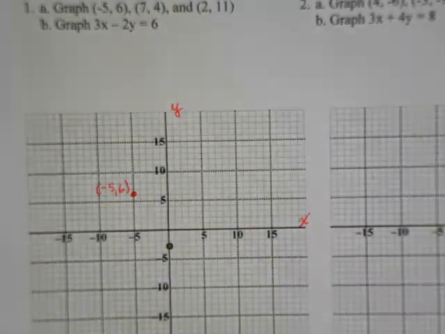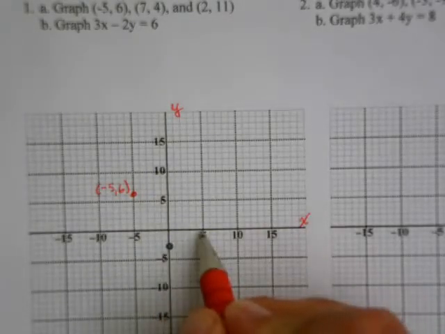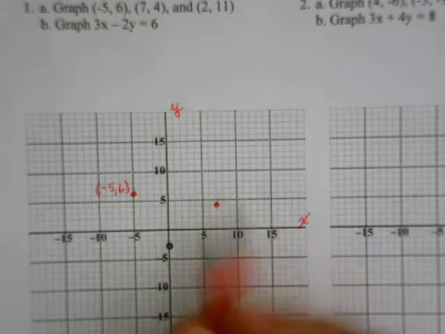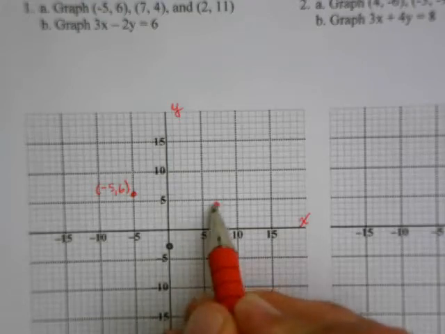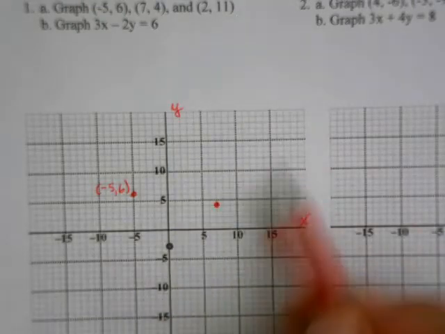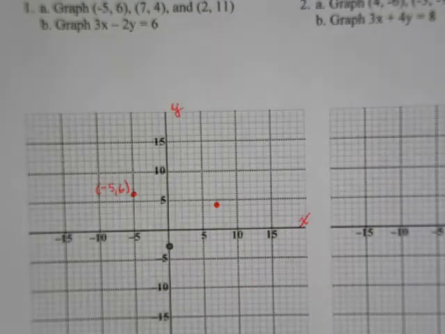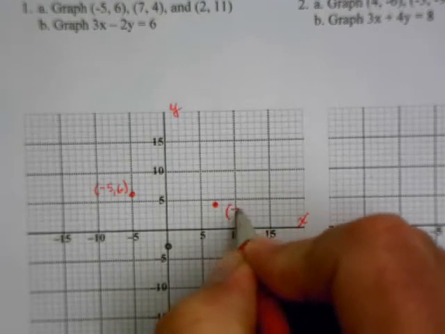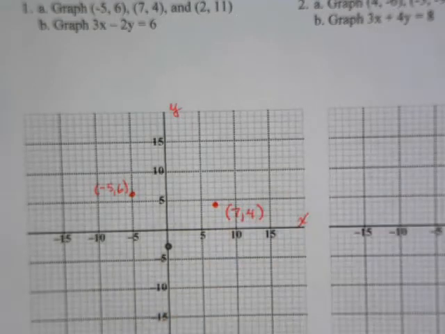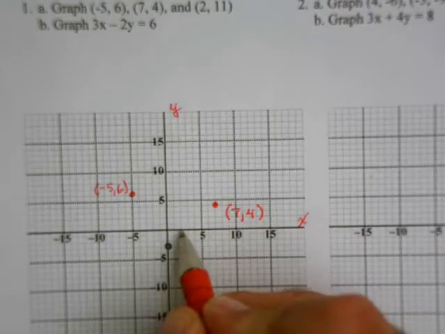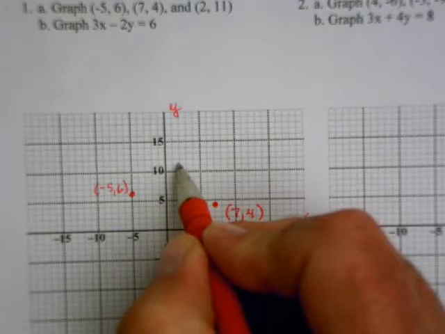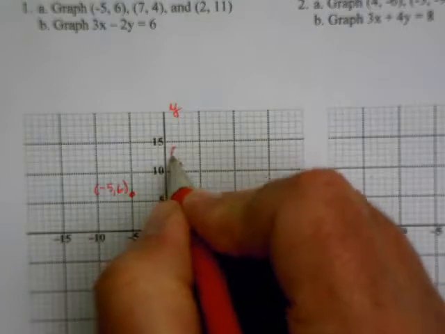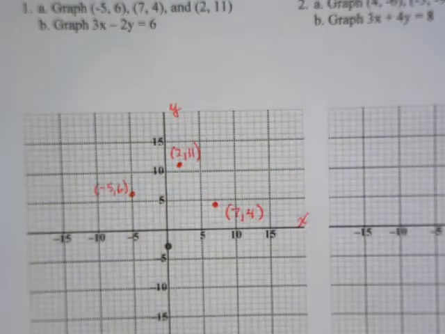If I want 7, 4, I go 5, 6, 7, up to 4. So again, over 7, up 4, both positive. In the first quadrant, I'm going to end up with both numbers positive. So this one is 7, 4. Then I have 2, 11. So 1, 2, up 1 past the 10, 2, 11 will be right there. And that's the basic idea for graphing points.